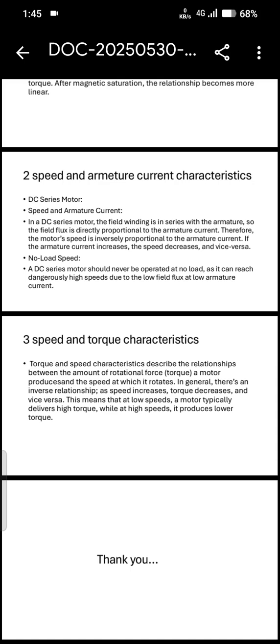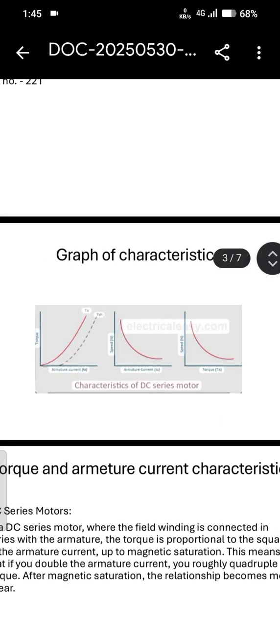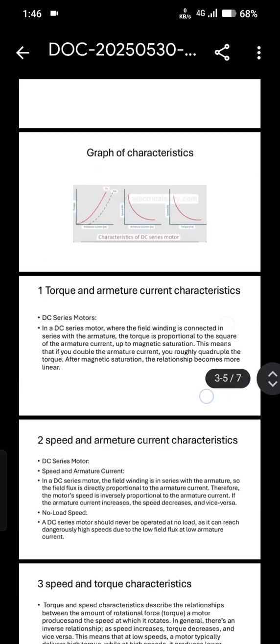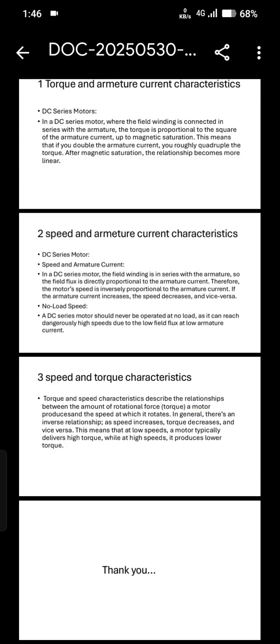The flux is inversely proportional to speed also, so that when the speed increases, armature current gets decreased. Speed is inversely proportional to armature current. So the graph is of decreasing type in the picture given above.